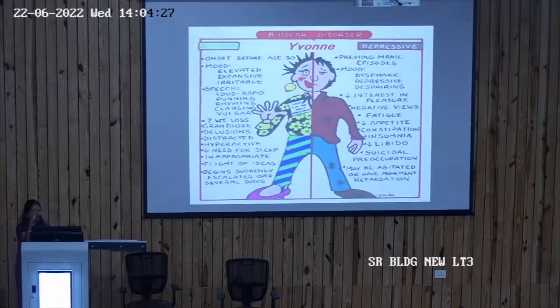before the age of 30, and the mood remains elevated, the patient wears expensive clothing, is irritable in nature, speech is loud and rapid, with rhyming, using vulgar language, weight loss, grandiosity, delusions, distractibility, hyperactivity, increased or decreased need for sleep, and inappropriate flight of ideas. So these are all the symptoms of mania as compared to depression. Now in bipolar disorder, this cycle of mania and depression continues in episodes.